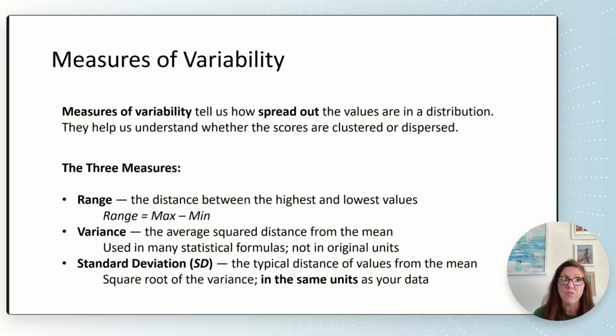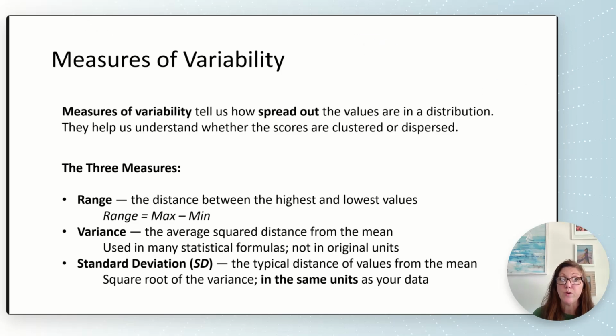The three measures are range, variance, and standard deviation. Now, the range is the simplest form of variability. We're just taking the highest score minus the lowest score, and that gives us the range. Typically, we're using the range when we're describing something about our participants, like age range or income range. That's typically where you would see it.